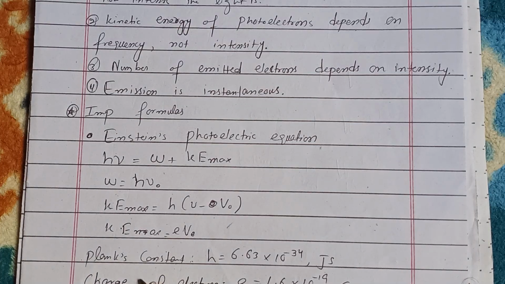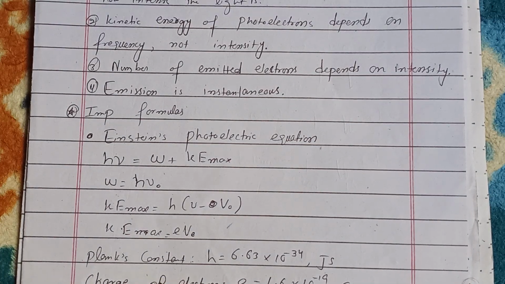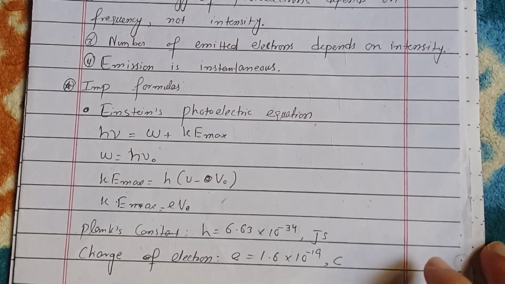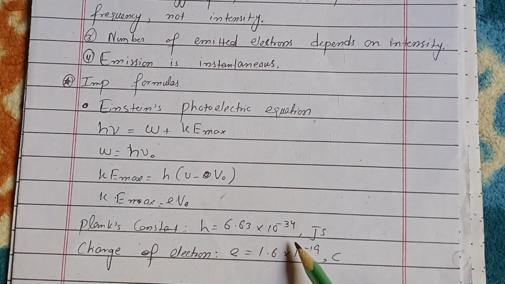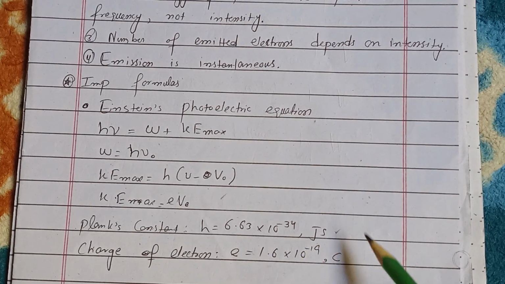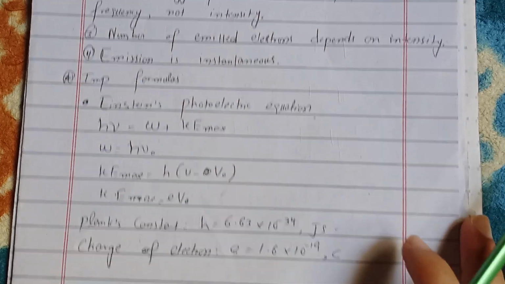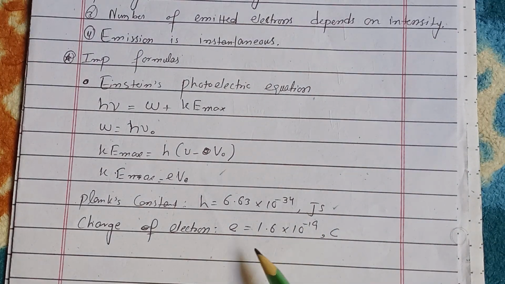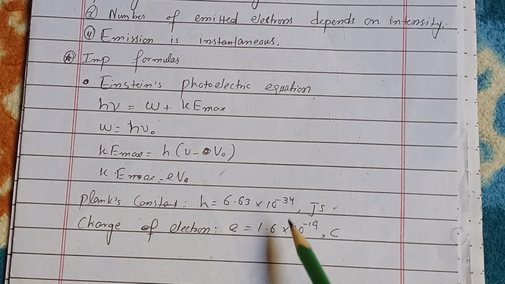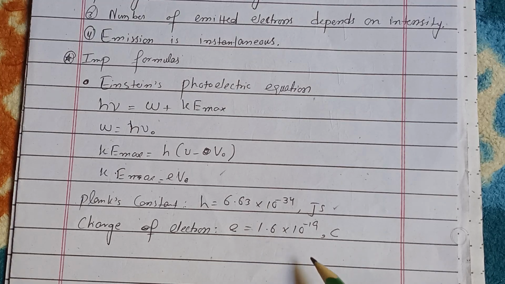Here h represents the Planck constant, and its value is 6.63 times 10 to the power minus 34 joule second. You must also memorize it. And e is the charge of the electron. We discussed it before, and here we will discuss it again: the charge of the electron is 1.6 times 10 to the power minus 19 coulomb.